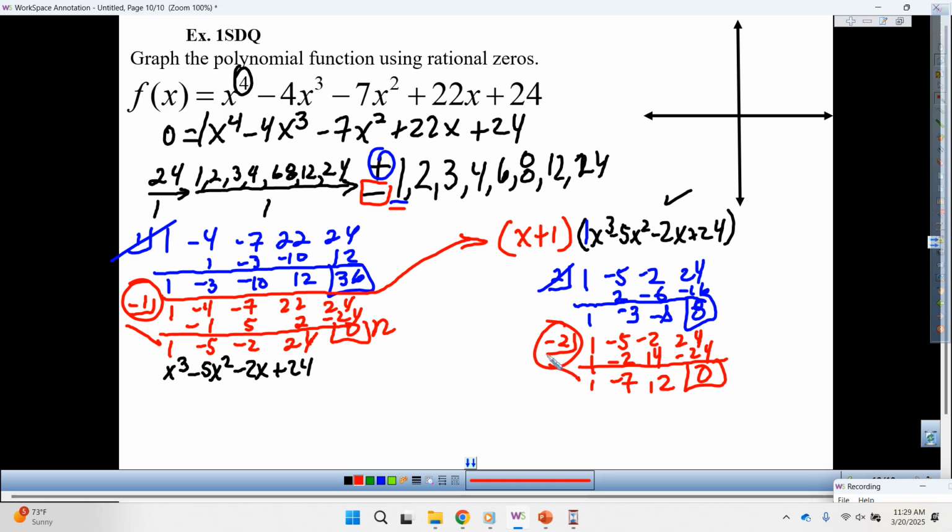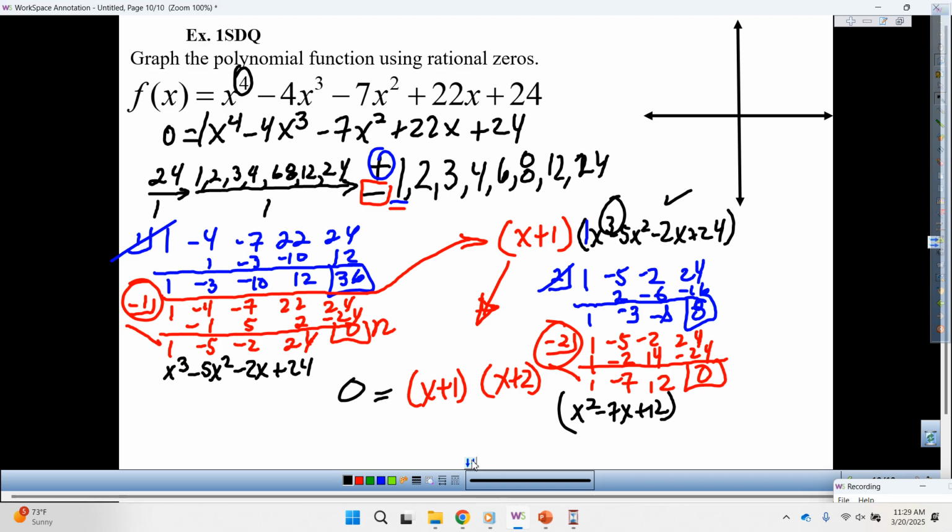So how do I write that in non-synthetic form? Pass someone, Mariah. Callie. X plus 2. Let me bring down the other one next to it to keep organized. X plus 1, x plus 2. And what do we have left over, everyone, if we started with a cubic on this one? We're left with x squared minus 7x plus 12. All this equal to 0.